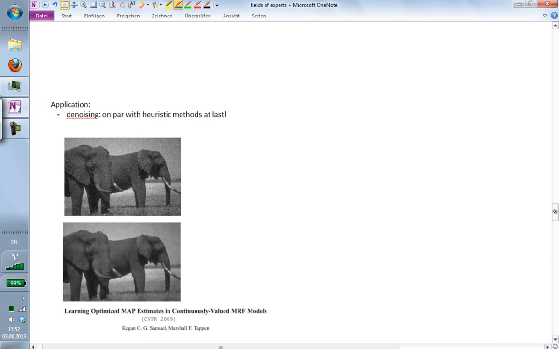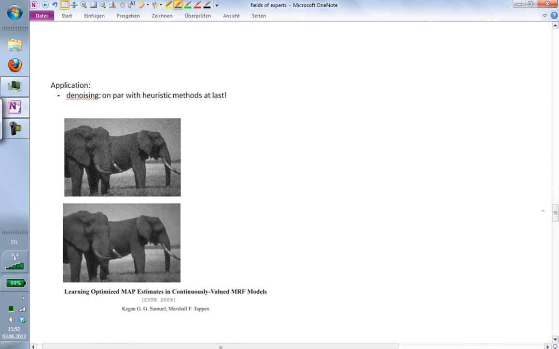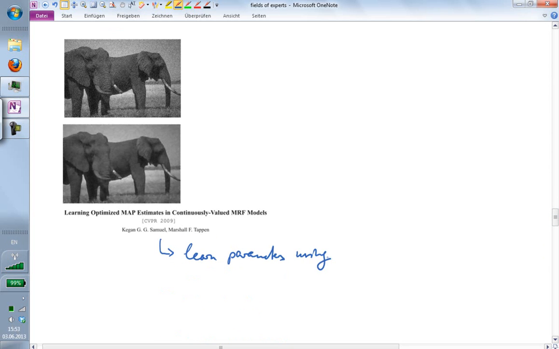And here is a very small example. Actually, this is an example from 2009 from this paper of Samuel and Tappen, who were the first to show that it makes a lot of sense to train, or to learn the parameters, by minimizing the empirical loss on the training set, rather than maximizing likelihood.